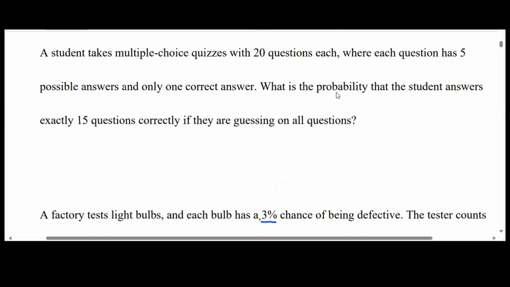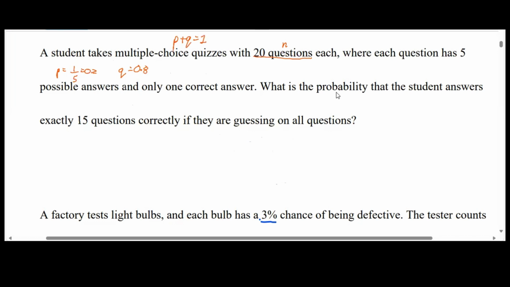A student takes a multiple choice test, read this already, 20 questions each. So n is 20, where each question has 5 possible answers and 1 correct. So 1 over 5, 0.2. That is the probability of a success. And the probability of a failure will be 0.8 because P plus Q is equal to 1.